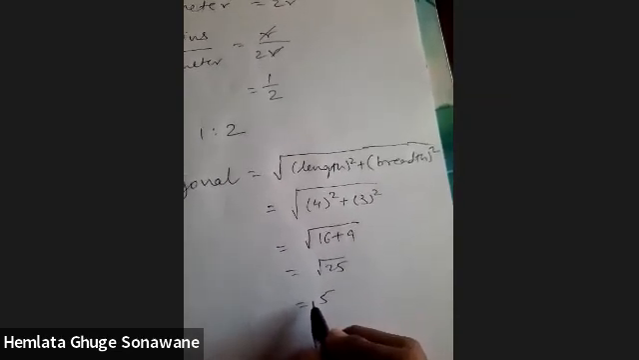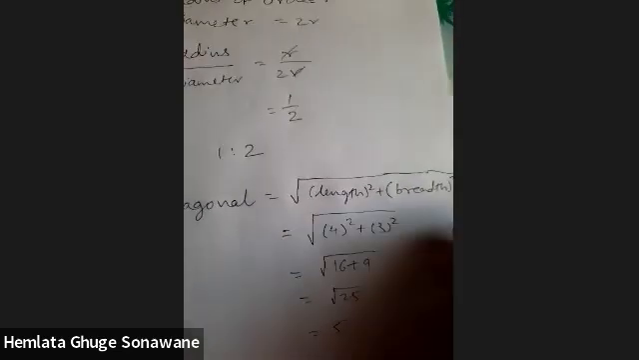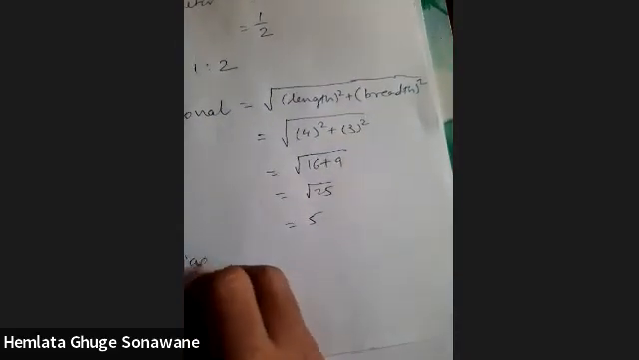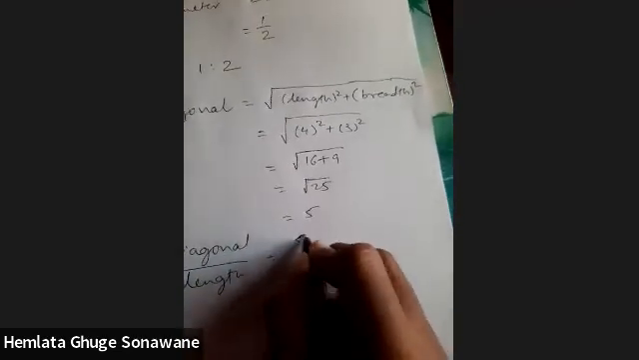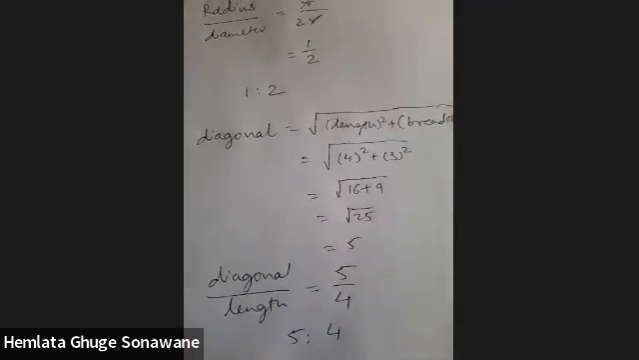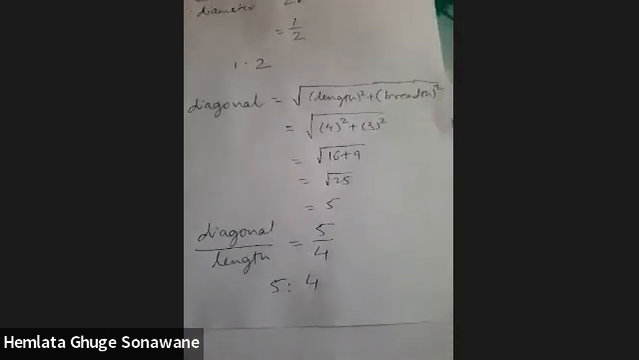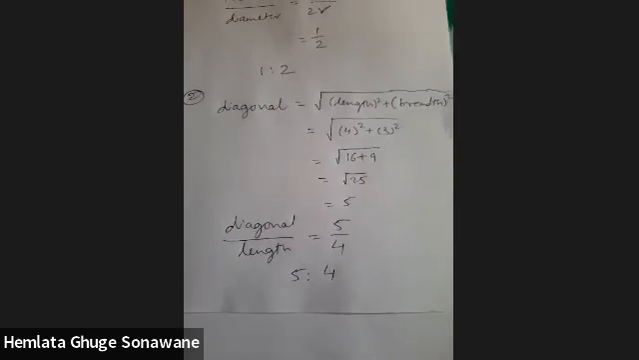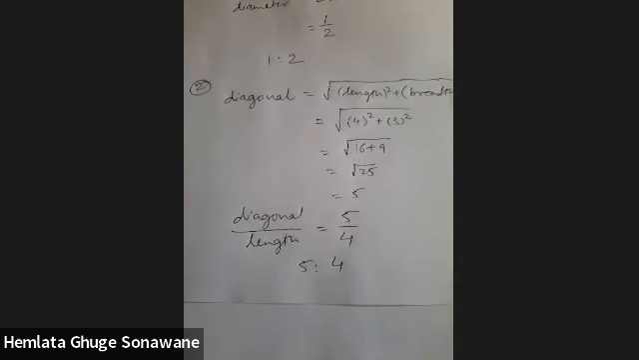And what is given? We have to find the ratio of diagonal to the length. Okay, so it becomes diagonal to length. That is equal to 5 upon 4. That is 5 is to 4. Length is given. Just go through this.